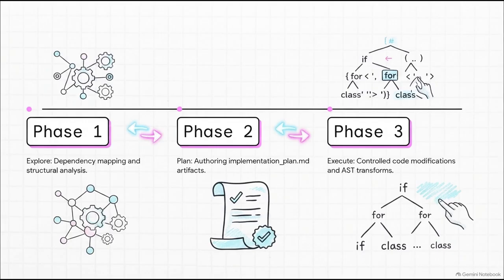And we're talking about deep structural AST transforms, abstract syntax tree transforms, where the code rewrites itself, safely, based on strict structural rules, not just blindly finding and replacing text.